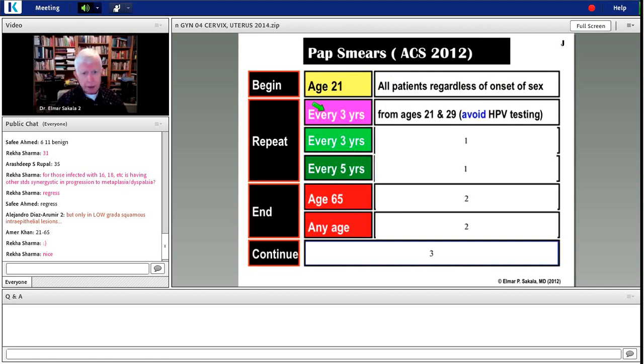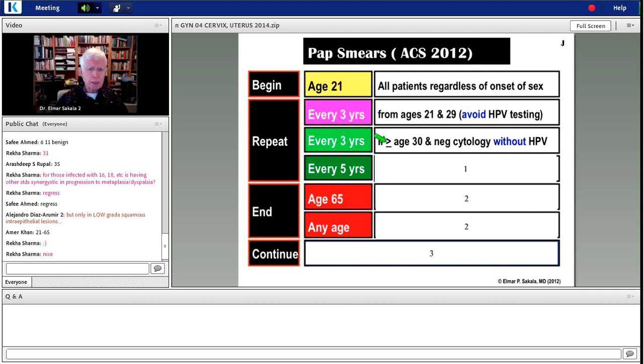Now, every 3 years would be recommended for women between the ages of 21 and 29. And the recommendation is to do the cytology only. Don't do the HPV DNA testing, because if there is an abnormality, it's most likely going away on its own. So don't even look for it. Just do the cytology, and you can repeat every 3 years. Now, we used to do these every year. Now we're saying every 3 years.